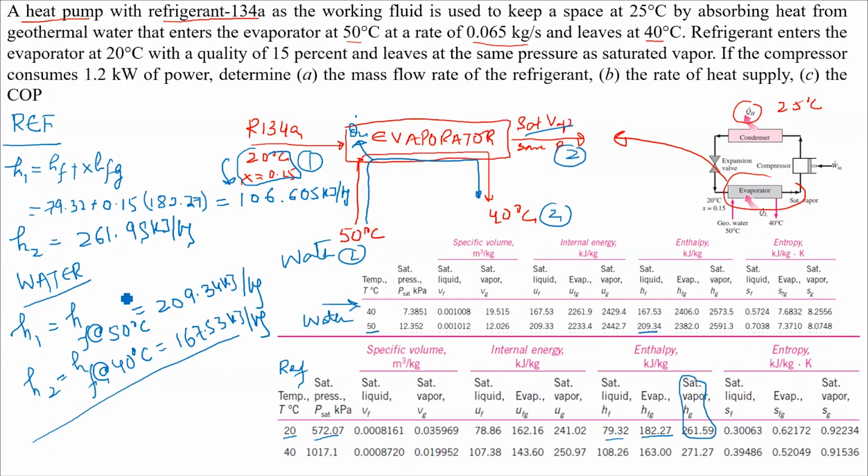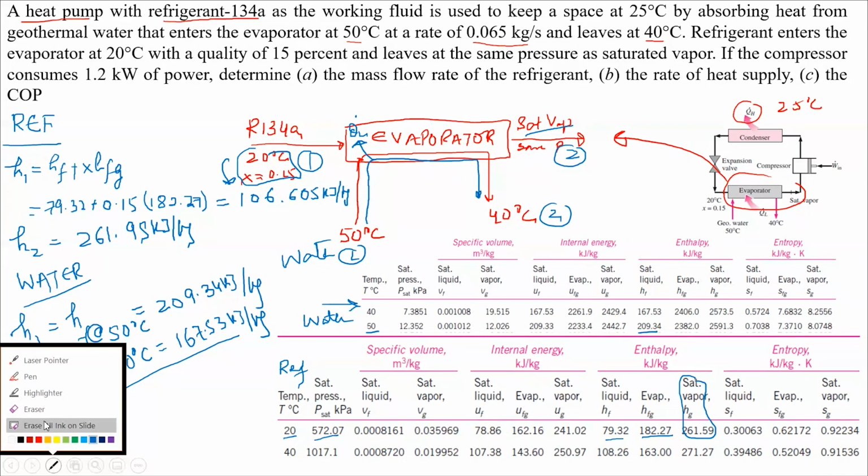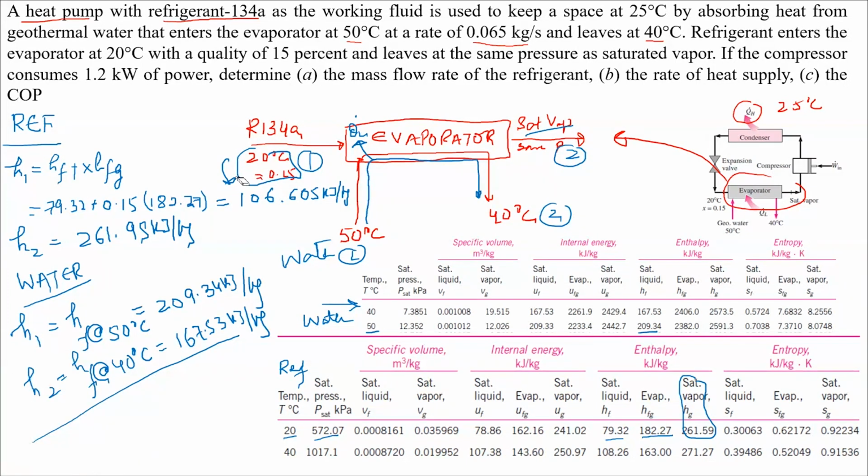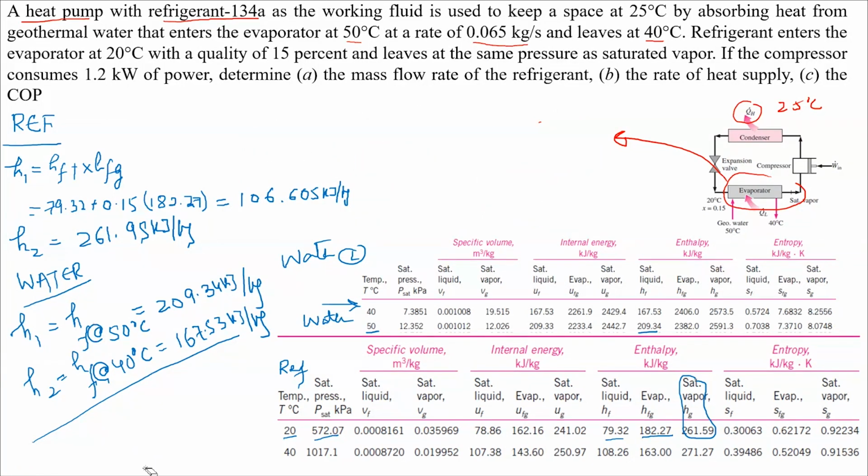How is the heat transfer taking place? I'll remove this schematic now so that we can have some space to solve the question. The mass flow of refrigerant multiplied by its enthalpy change, H2 minus H1 of the refrigerant, is essentially equal to the mass flow rate of water multiplied by H2 minus H1, which is the enthalpy change of water.